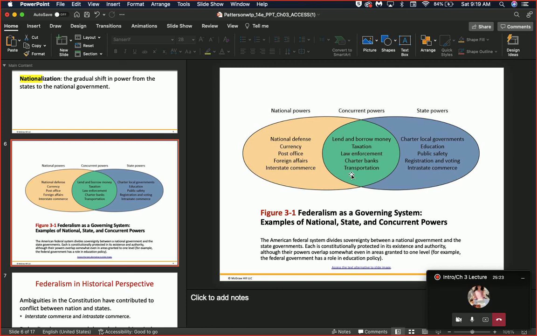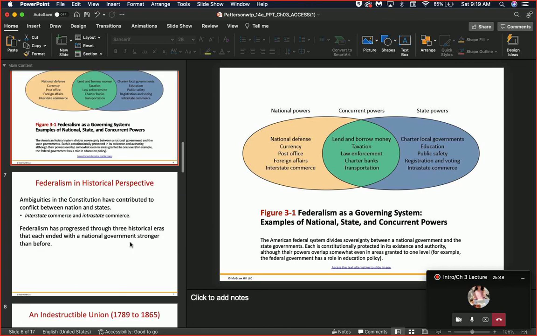And then transportation. So why does this fall under this category? Because the highways that are strictly within state limits, intrastate highways, are regulated by the states. But the moment they cross over state borders, like Interstate 35, it becomes a national issue.